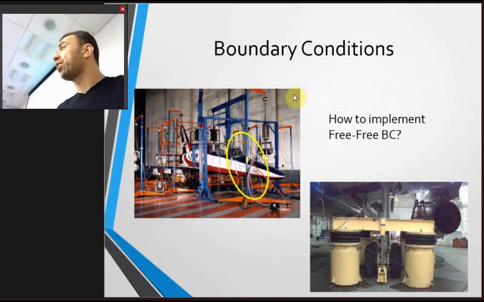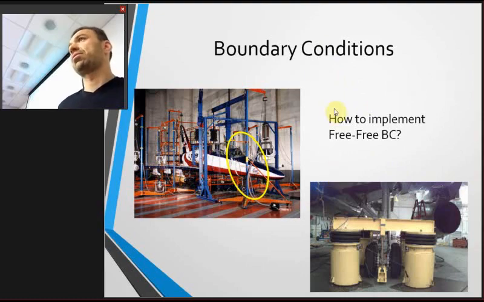Regarding the free boundary conditions, we're talking about planes. As I mentioned, we don't care about the plane on the ground. We care about the plane flying in the air. So how do we implement free boundary conditions? There are three ways to do this, and we're going to go from the cheapest to the most expensive.